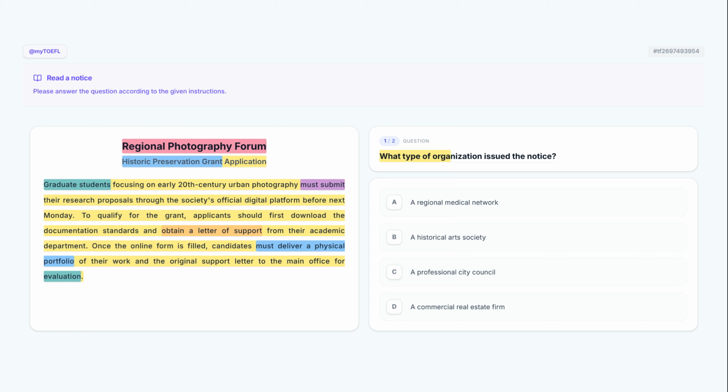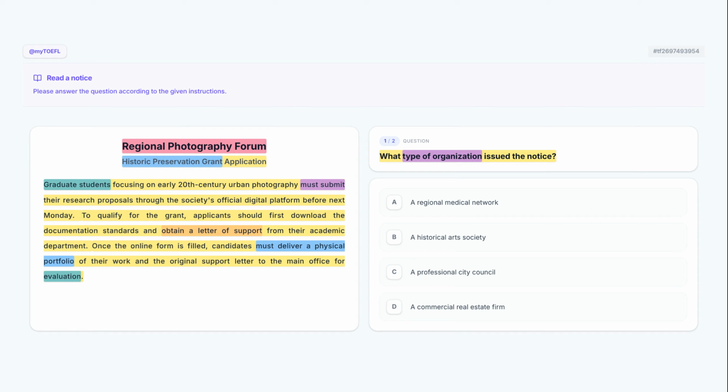What type of organization issued the notice? The question asks us to identify the type of organization that issued this notice. We need to look at the title and the entities mentioned in the text to determine who is managing this grant process. Now, keeping this in mind, let's look at our options.